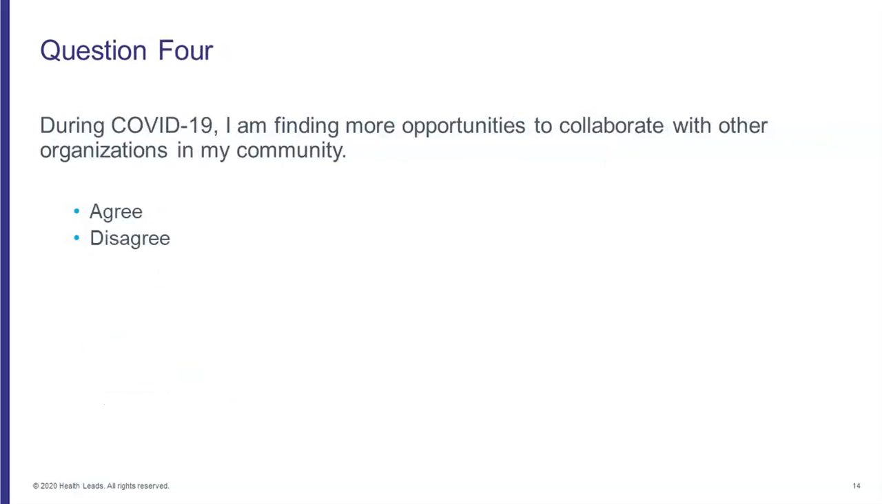So our next question for you all is, during COVID-19, I'm finding more opportunities to collaborate with other organizations in my community. And so again, the chat box is in the lower right-hand corner. And this is just an agree and disagree question. And I know Stacy gave us a great example of how they are collaborating with 211 right now to really validate those resources and make sure that they're up to date so that everyone in the community can have the right information at the right time.